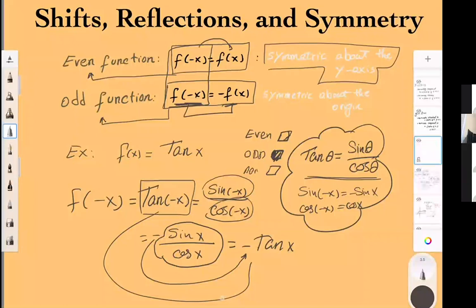And if f is odd, f is symmetric to the origin. Let's have a couple examples on this.